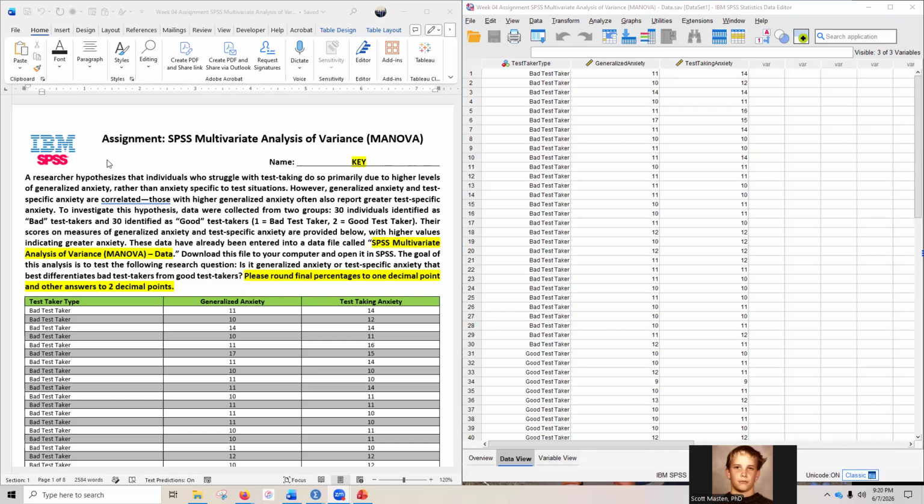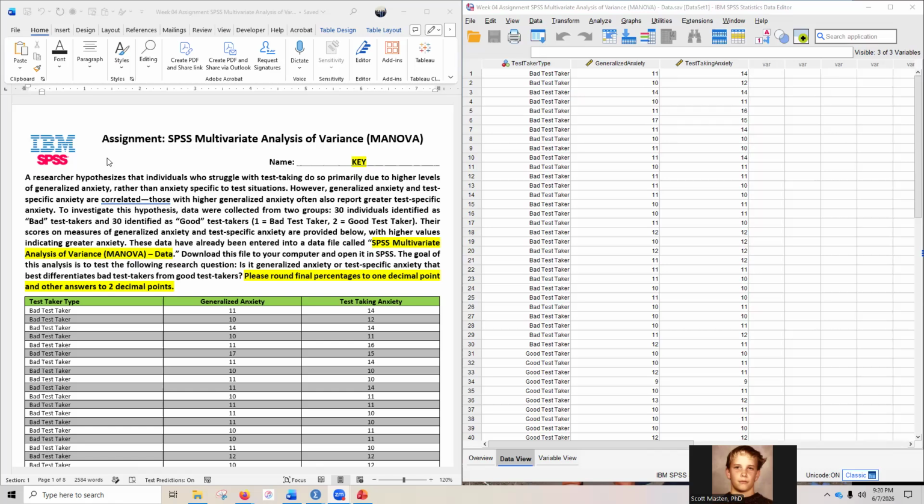However, it turns out that generalized anxiety and test-specific anxiety are correlated. So those with higher general anxiety also tend to report higher test-specific anxiety. But the hypothesis here is that really it's generalized anxiety that causes the difference between good and bad test takers, right? So in this particular study, they've got 30 good and 30 bad test takers.